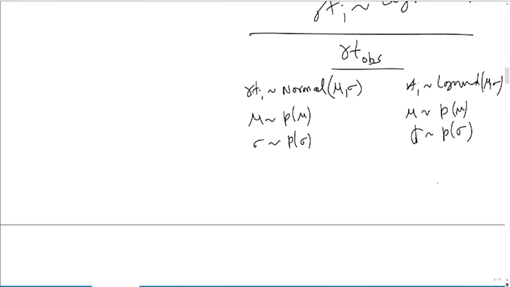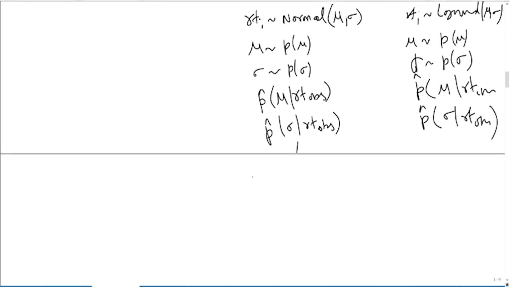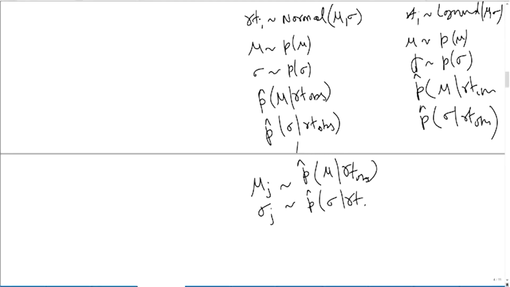Now you fit the model to this data, RT obs, in both these cases. So when you fit the model, you will estimate mu given this data, and you would estimate sigma given this data. Here as well, you will estimate mu and sigma given this data, basically the posterior distribution of mu and sigma. Now given these posterior distributions, you will draw samples of mu j and sigma j from their posterior distributions, in both the cases.